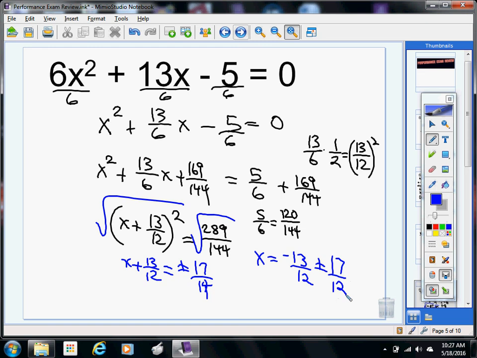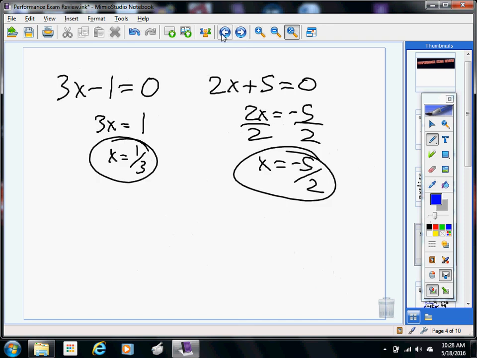Well, what is negative 13 plus 17? Anybody? 4. So what is 4/12 reduced to? Come on. 1/3, guys. 4 goes into there 1 time, 4 goes into there 3 times. 1/3, just like before. You with me?